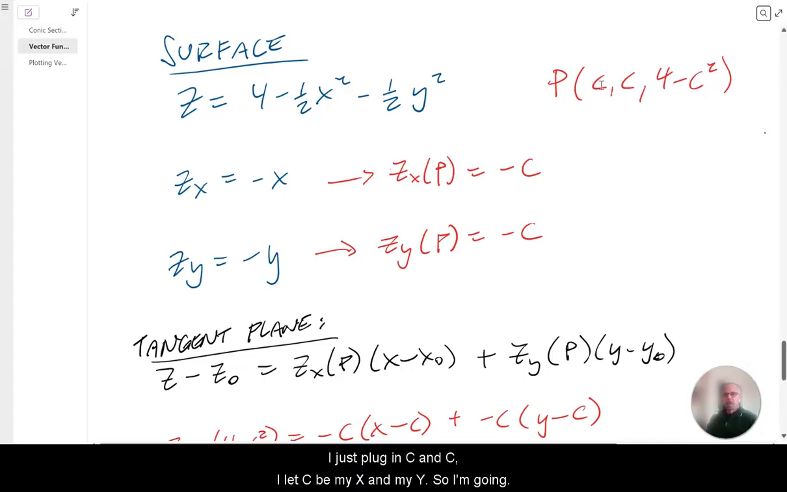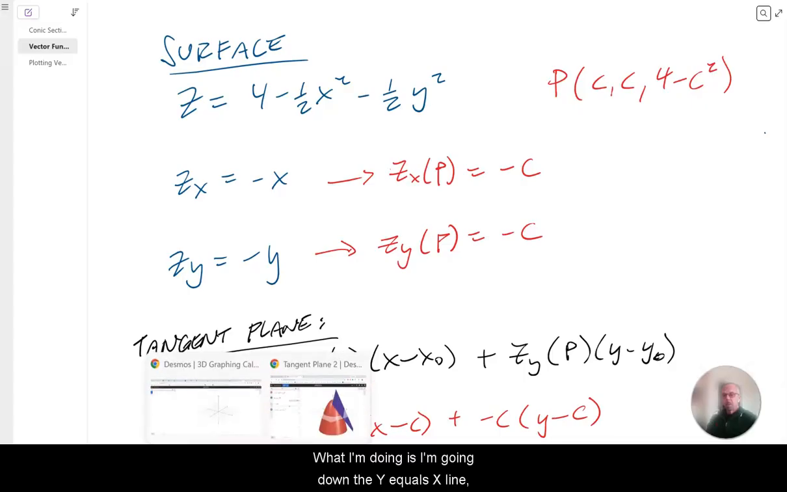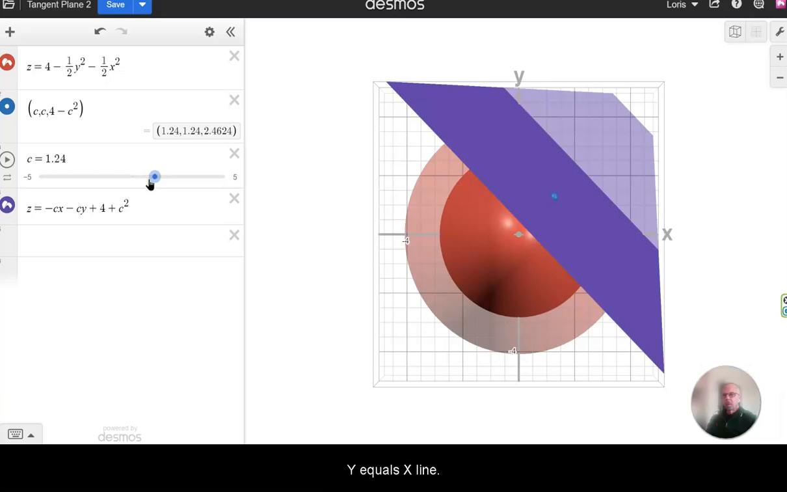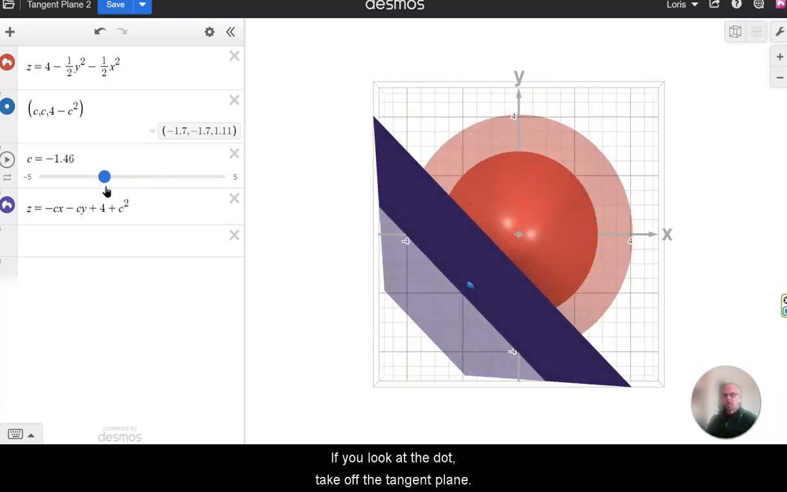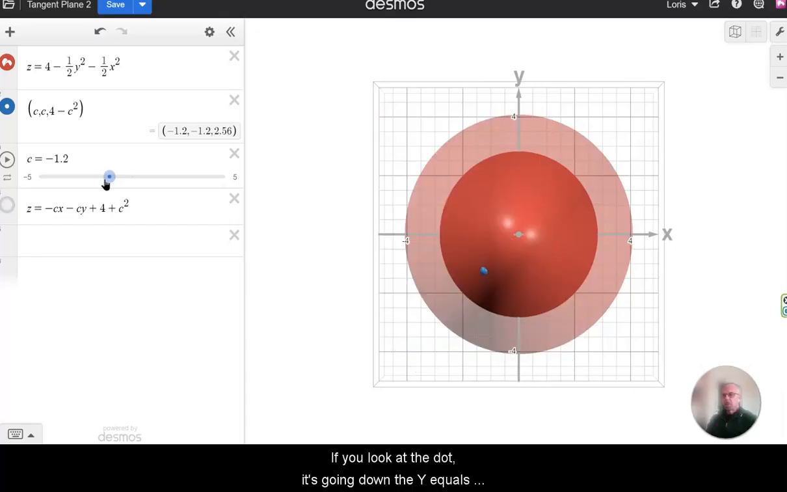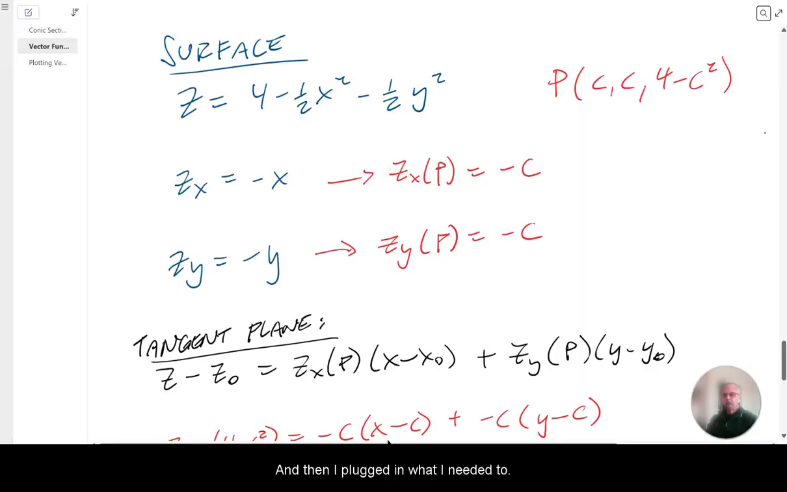I just plug in c and c. I let c be my x and my y. So what I'm doing is going down the y equals x line. If you look at the dot, take off the tangent plane, you can see it's going down the y equals x line right there.